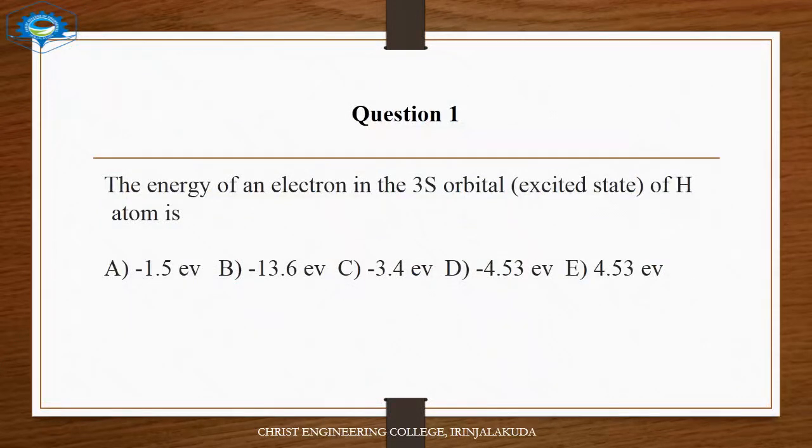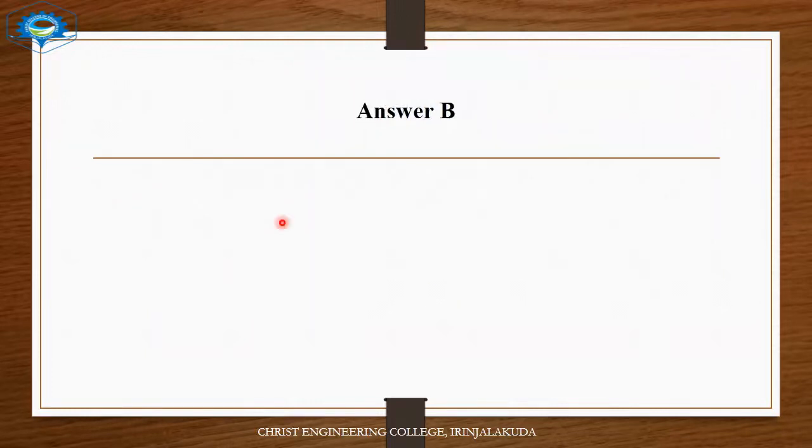We have question 1. Energy of an electron in the 3s orbital excited state of hydrogen atom is. We have 5 options. Option A: minus 1.5 electron volt. Option B: minus 13.6 electron volt. Option C: minus 3.4 electron volt. Option D: minus 4.53 electron volt. And option E: 4.53 electron volt. Here the answer is option B.